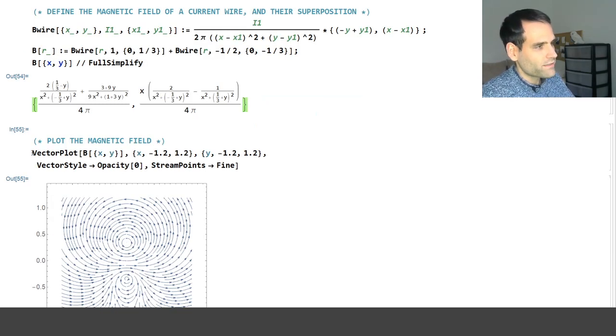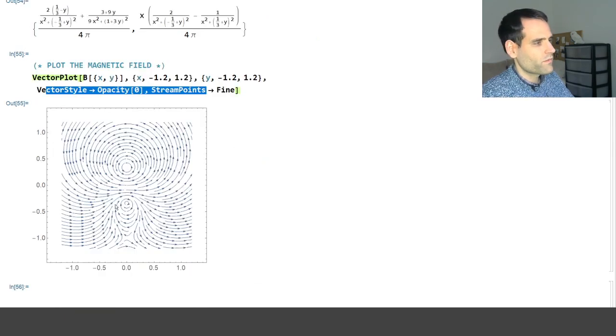So now I can plot it. I use this command called VectorPlot. I give it B of x, y, I say x between this and this, y between this and this, and then some options, and this plots the magnetic field of the two wires. Okay, so you can see how simple it was.